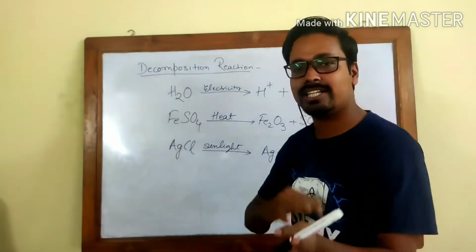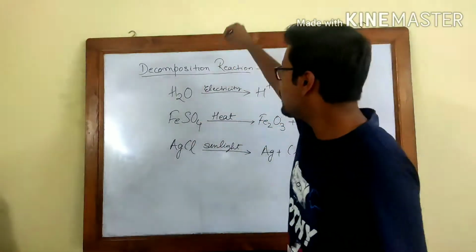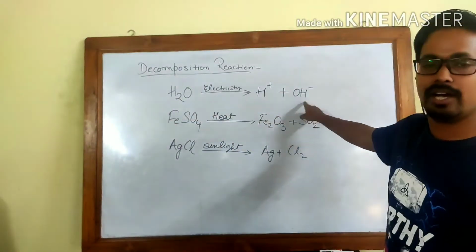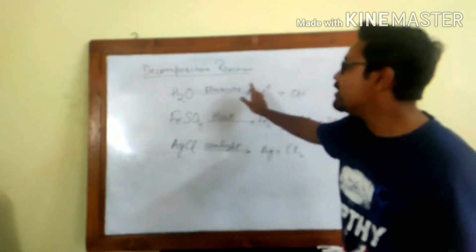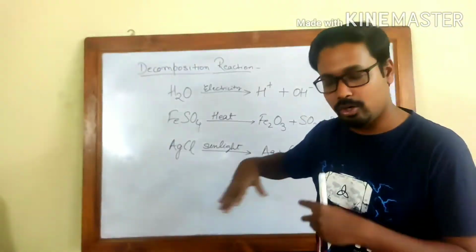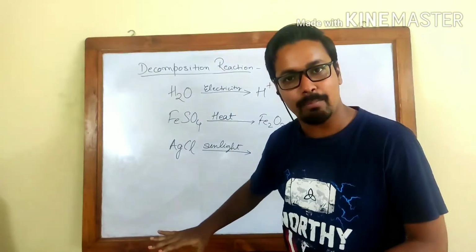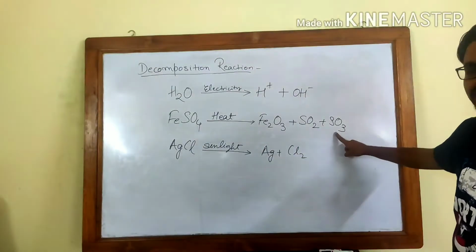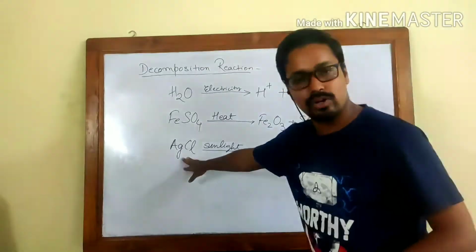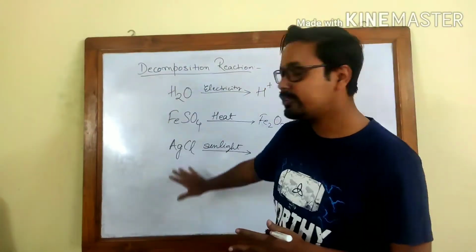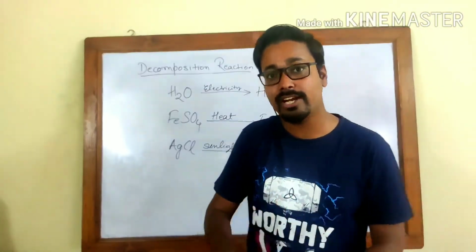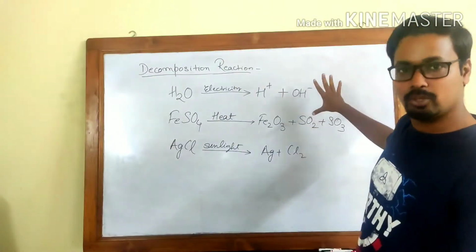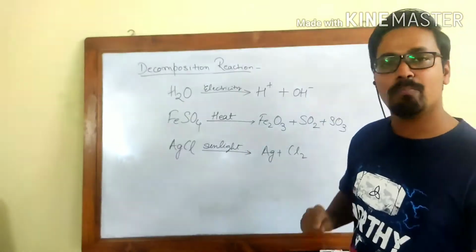Like this water is stable at normal temperature. If you pass electricity through it, it will break down into hydrogen ion and hydroxide ion. Ferrous sulfate is also stable at a normal temperature, but if you provide heat, then it breaks down to ferric oxide, sulfur dioxide, sulfur trioxide. Same case for AgCl. So these are non-spontaneous reactions, and as a result, we need some energy in order to break them down into simpler components. So this is about decomposition reaction.